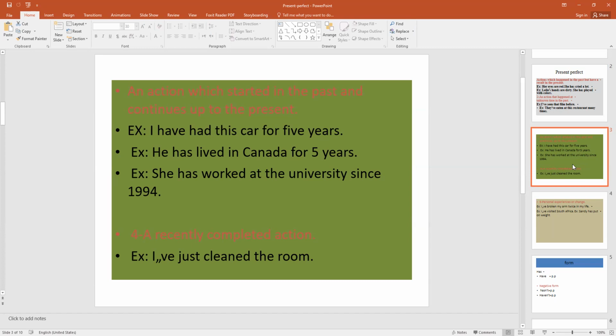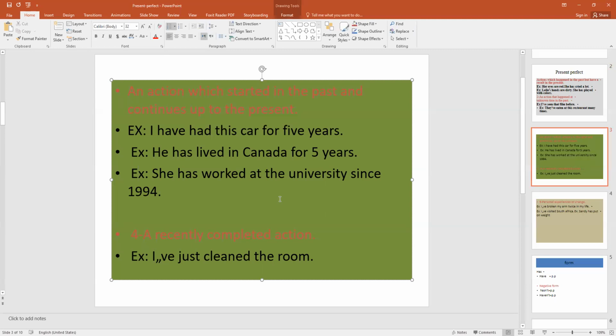Example three. She has worked at the university since 1994. That example you are speaking about, example three. I wish to hear you guys. I wish you would participate with me. Yes, she has worked here. It means this is the action which started in the past and is still continuing till now. She didn't end the action. She didn't leave the university. She's still there since 1994. So again, every action which started in the past and still continues up to the present, I use present perfect. Super excellent.